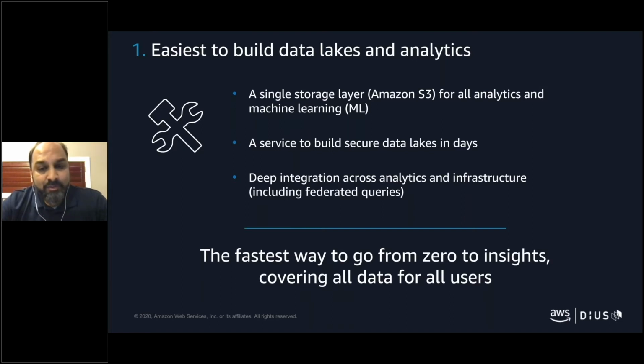Security control at the object level for our object storage at the data lake storage layer. Deep integration across services that are needed to get answers from your data, including storage, compute, networking, and data movement. For example, Amazon Redshift allows you to query your S3 objects directly from your data warehouse, giving the fastest way to go from zero insights to covering all the data for all users.